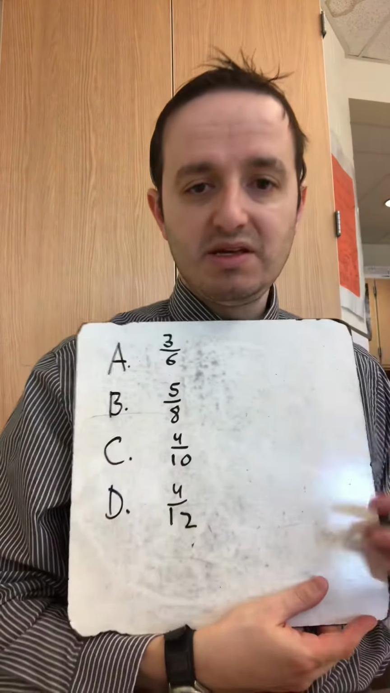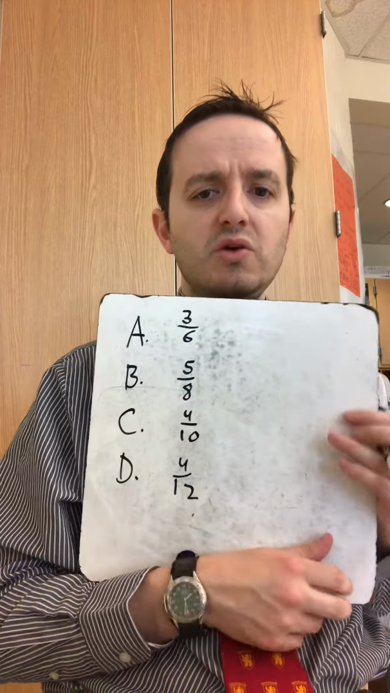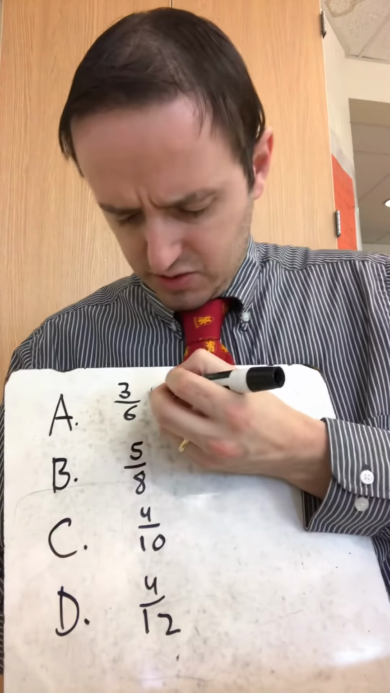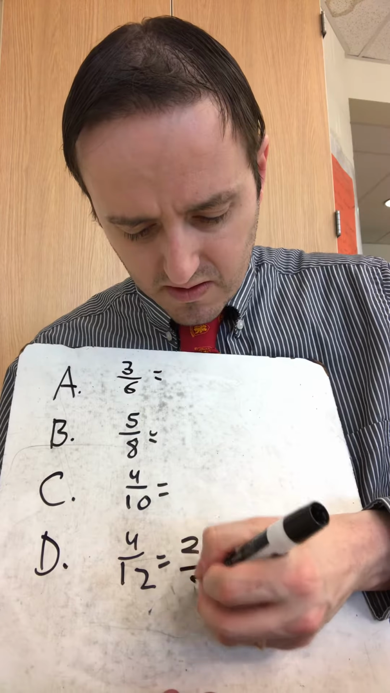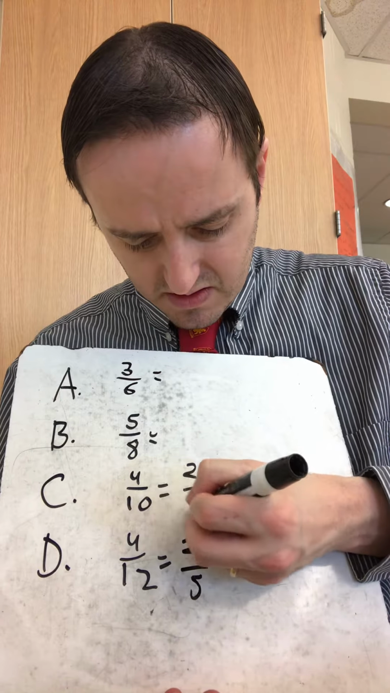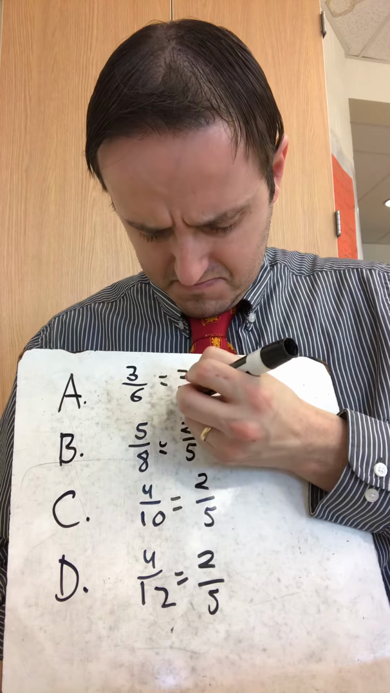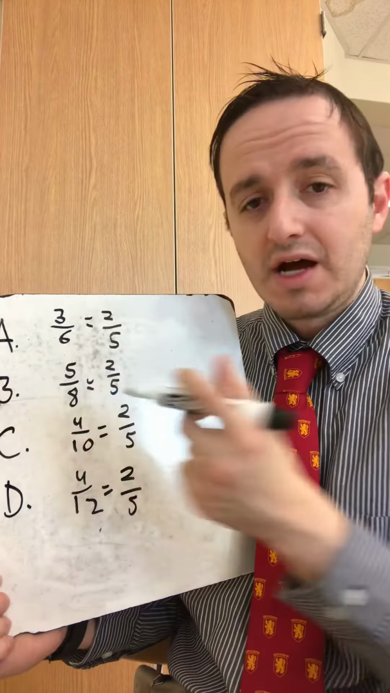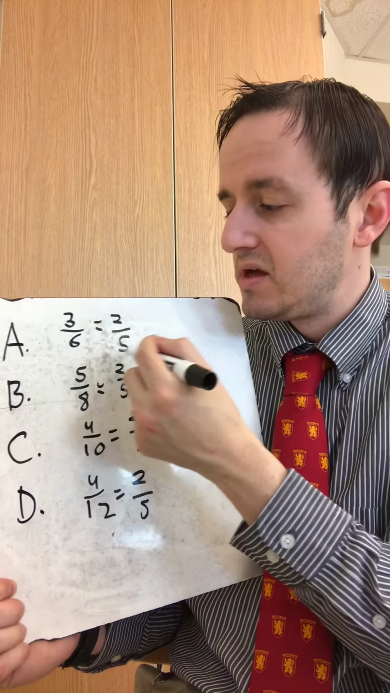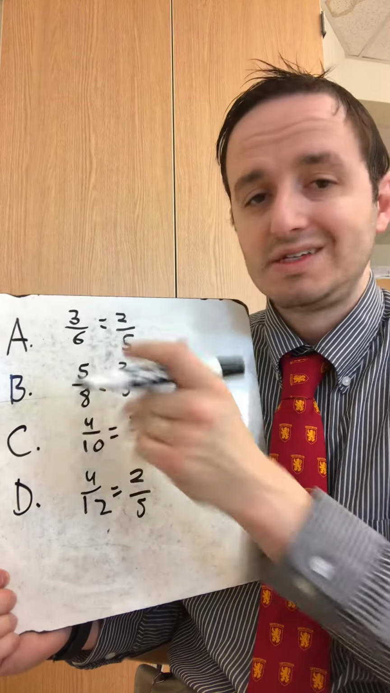All right. So here are our answer choices, A, B, C, and D. Now, to figure out which one is equivalent to 2/5, we are going to set up an equal sign for all of these, and we want to see which one is equal to 2/5. So I'm going to write 2/5 for all of these choices. Then we look at our denominators first. If our smaller denominator is a multiple of our larger denominator, then we can figure out how many times 5 goes into 6, but we know that it doesn't.